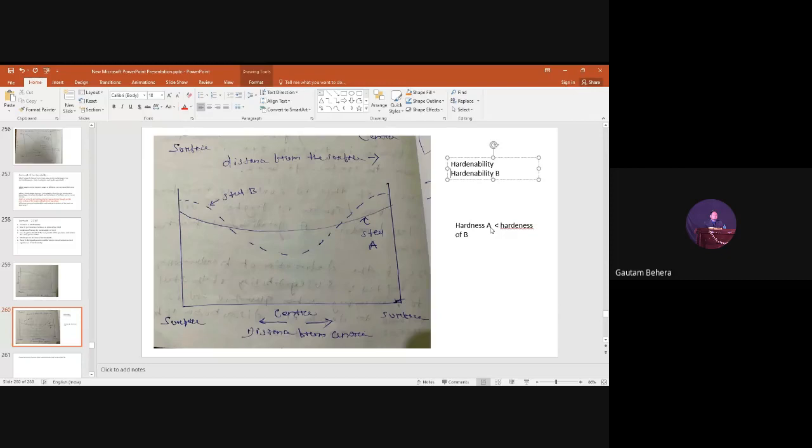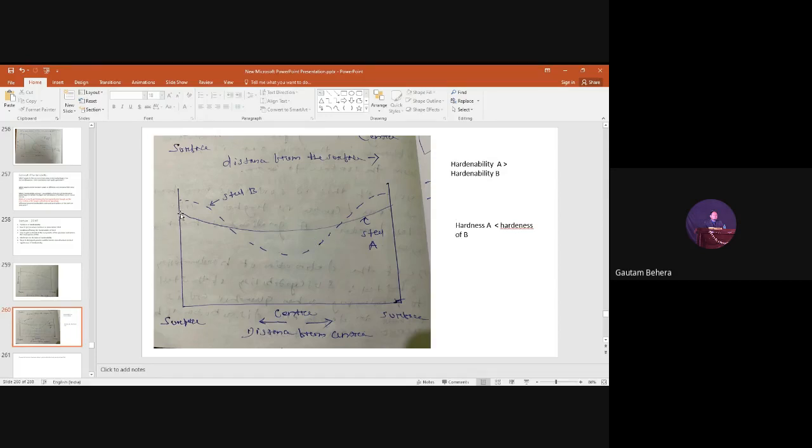So steel A has high hardenability or good hardenability as compared to steel B. How can it be justified? It can be justified by looking at this curve only.